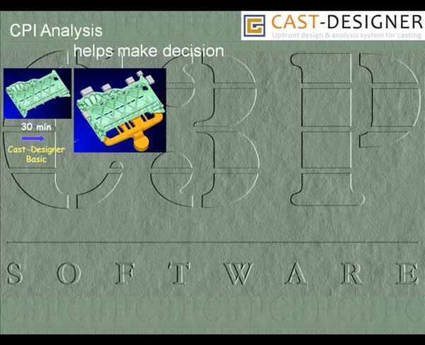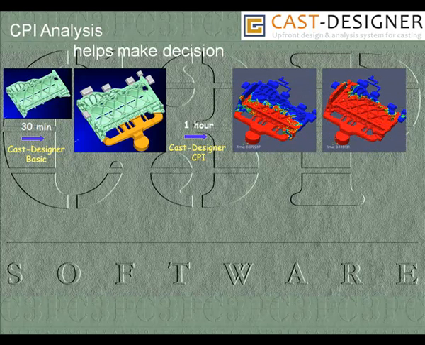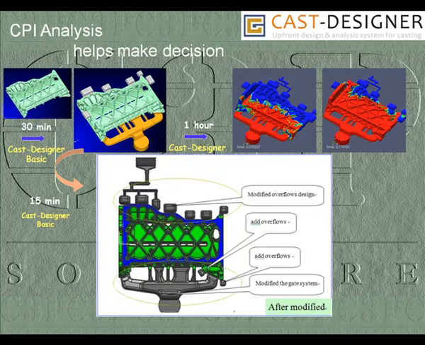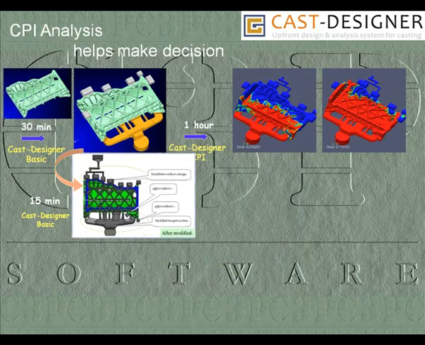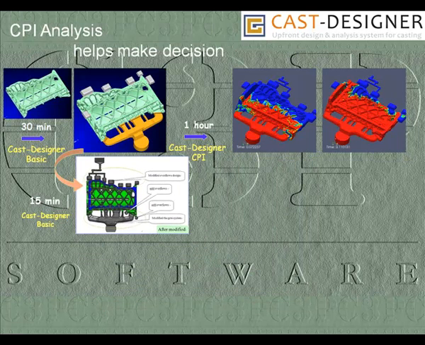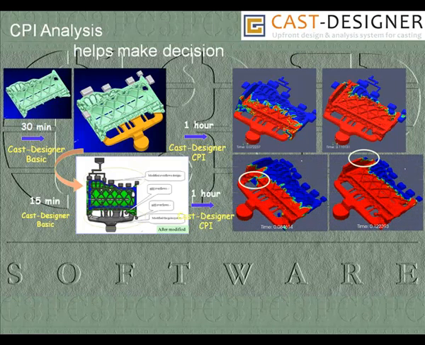This is an industrial example. We designed the first casting system, including gating and overflow, in 30 minutes. This is mainly based on our knowledge and experience. After that, we perform a CPI analysis. It is clear there are some problems in this design, such as the left and right inner gates with air entrapment. Also, the overflow is unreasonable.